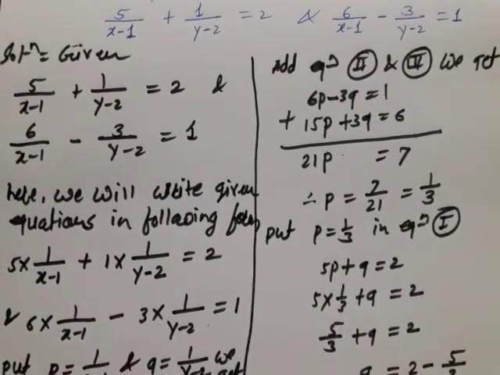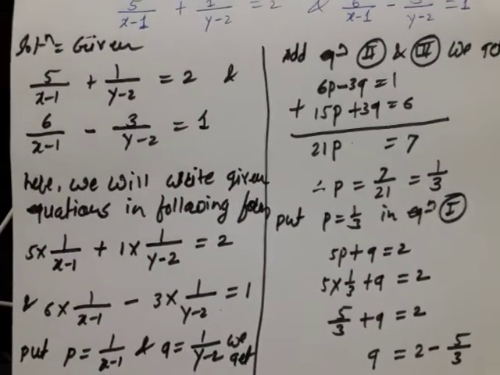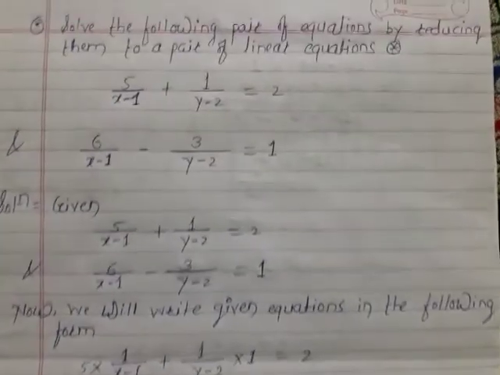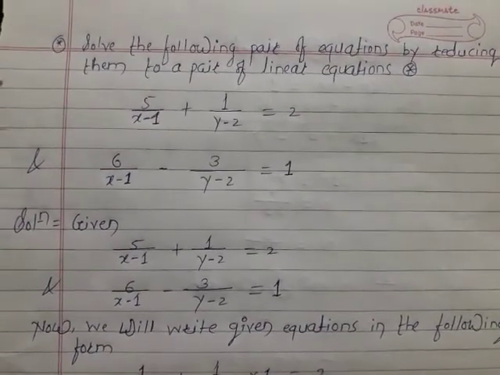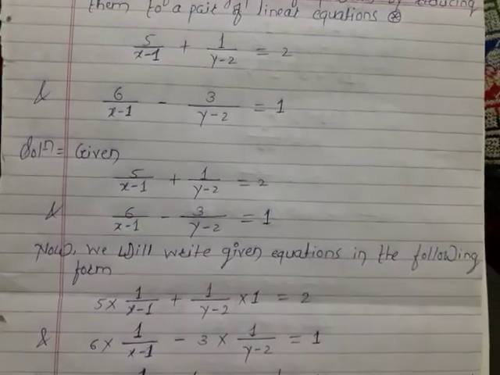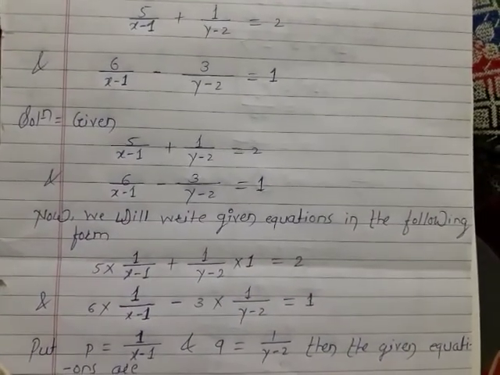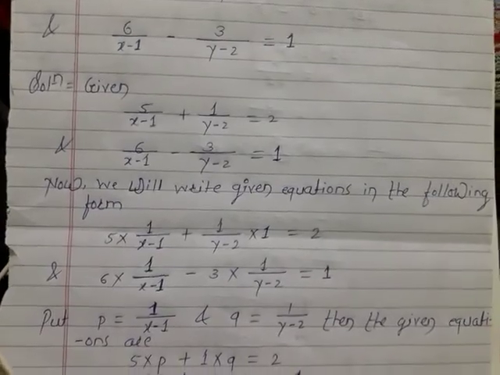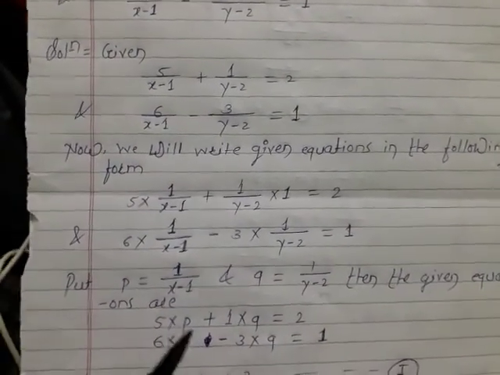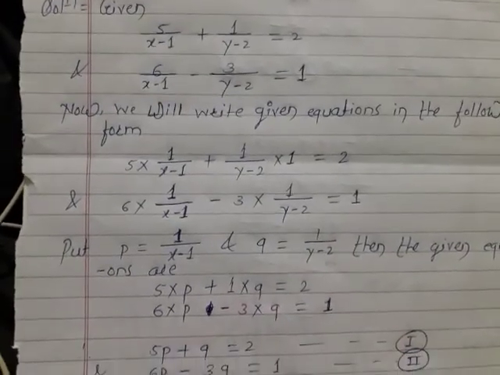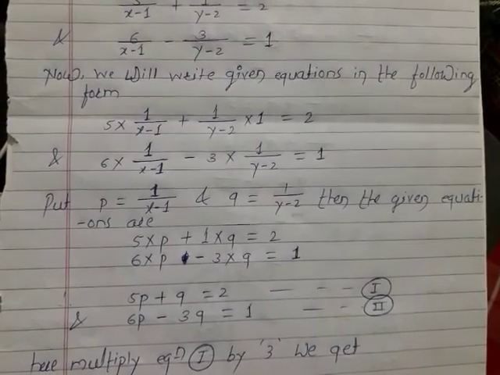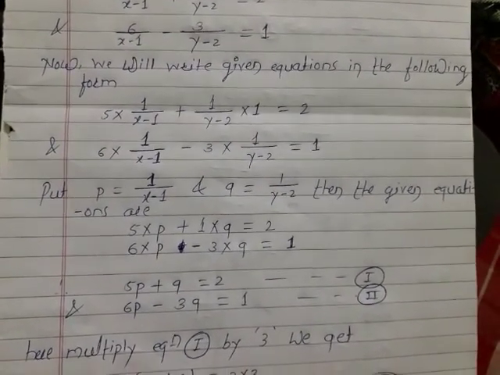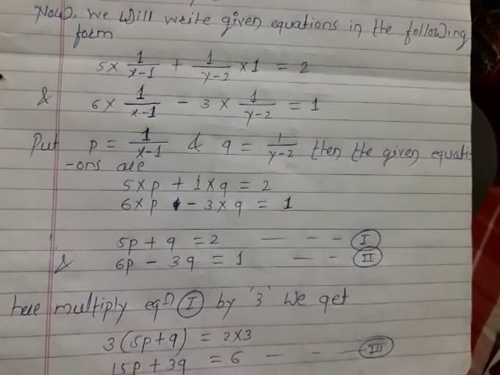Now I am going to show you the notes page. That same page you have to copy and carry as it is. Look here, this is our given instruction as it is. I have written it here. Solution given: now we will write the given equations in the following form. After writing in this form, put p is equal to 1 upon x minus 1, look carefully, q is equal to 1 upon y minus 2. Then the given equations are, we get equations 1 and 2.